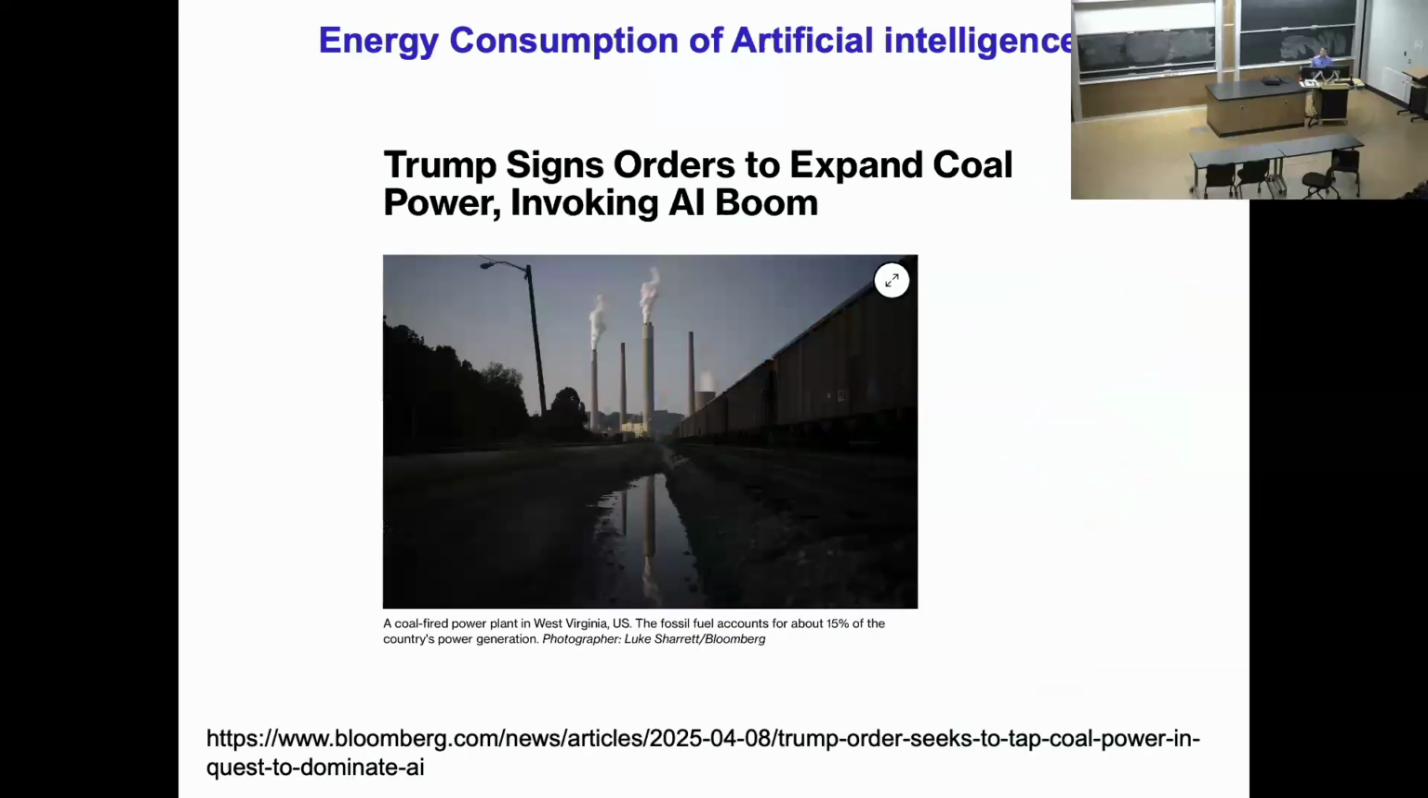As a motivation, energy consumption of artificial intelligence is, of course, very important. The concern has reached the highest level of the US government, with also quite an interesting solution of how you should overcome the energy consumption challenge of AI. Now, if expanding coal power is not exactly what you are thinking of, then perhaps it will be useful to think a little bit deeper about the energy consumption in the AI algorithm.